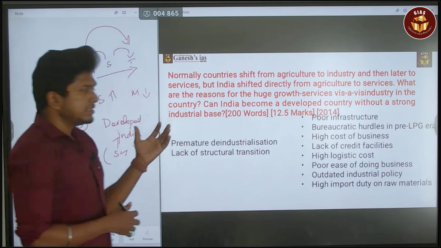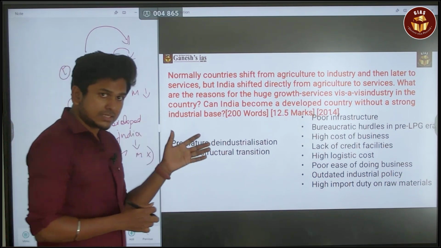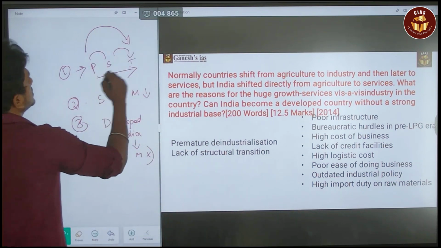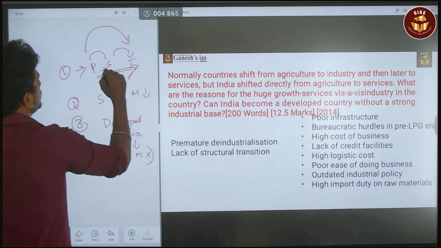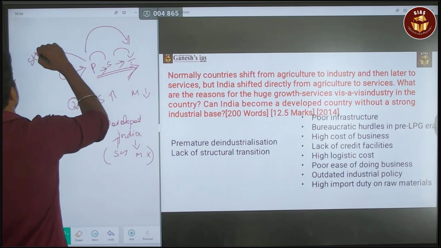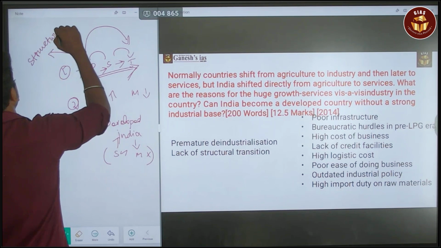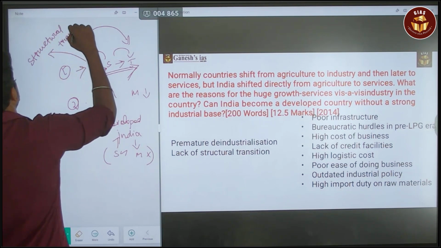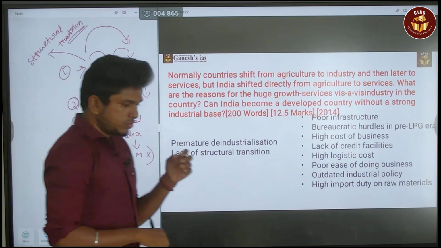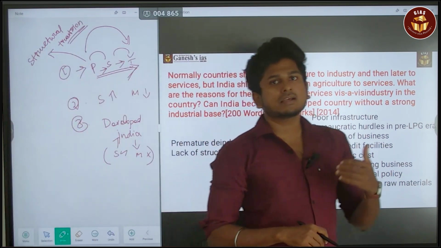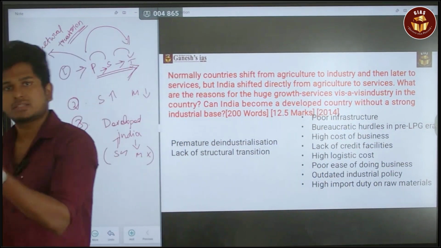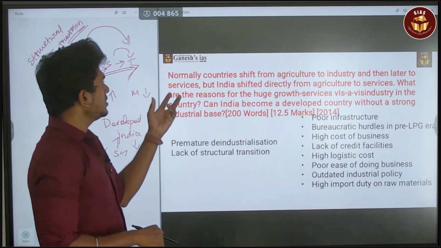So in this question there are three sub-questions, and you also need to know certain keywords. First is the shift. Normally the shift from primary to secondary to tertiary is called structural transition. But when it comes to India, there is a lack of structural transition. Suddenly India jumped from the primary to the tertiary sector. That is the first thing you need to know.